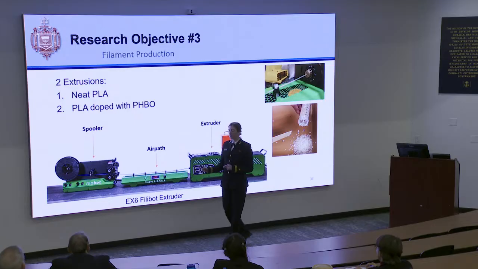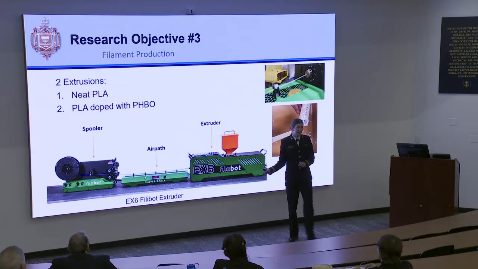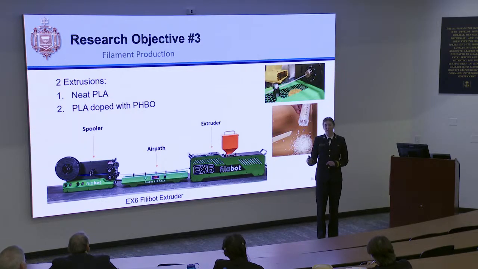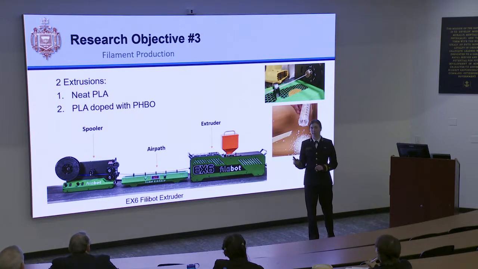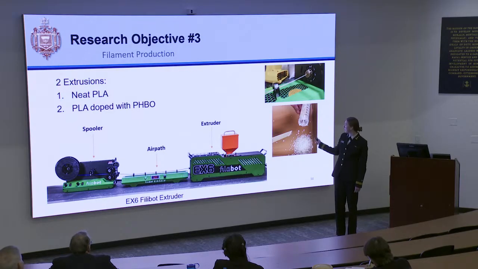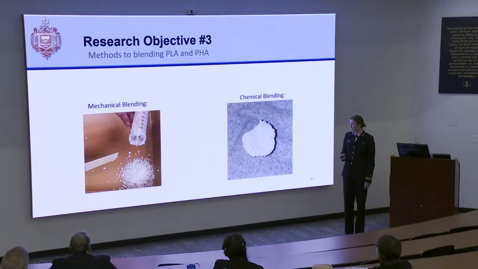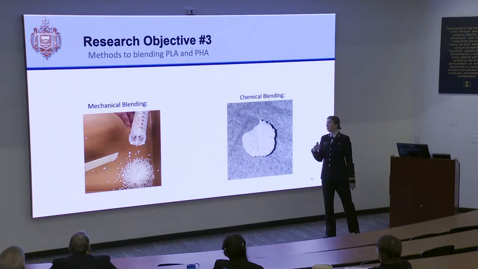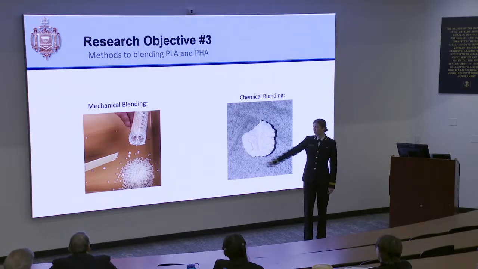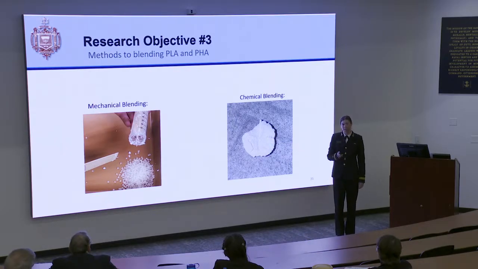The most important parameter of this process and the filament that's produced is the diameter. Because the printers are very sensitive, it needs to be 1.75 plus or minus 0.05 millimeters in diameter. Then the second time we produced filament, we doped PLA with our polymer without the azide. So PLA with PHBO, and we just mixed it in and then added it to the hopper to create the filament. This is an area of research that we're looking to keep exploring in the future, because right now we just have the mechanically blended, but then I'll also speak about what chemically blending looks like at the end.